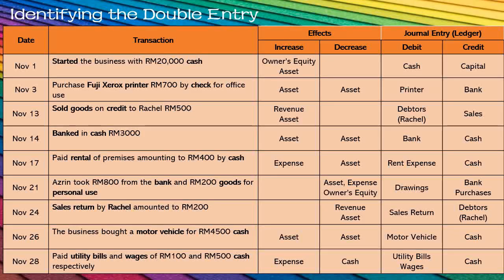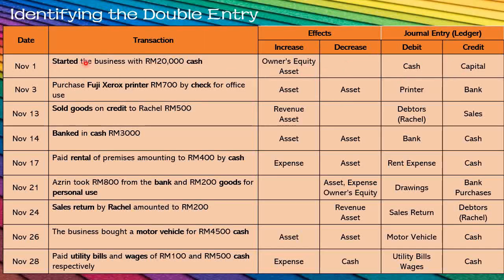Okay, so this is the one that we have done in the previous lecture video that I've given you. But we only have done the effect, we haven't done the journal entry or the ledger. So we see how the double entry would work based on the effect that we have identified previously.